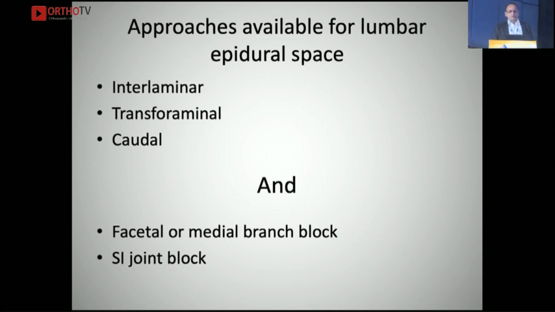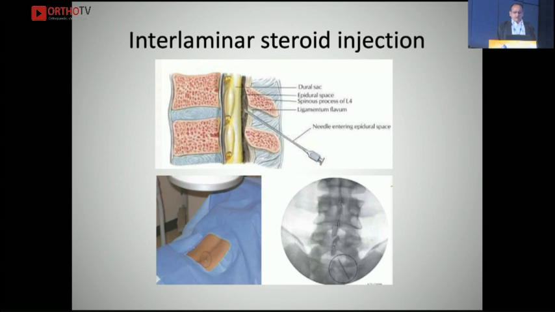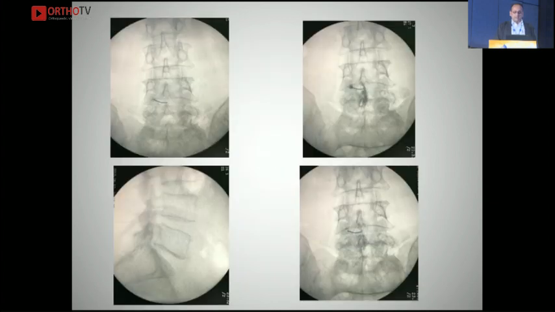Coming to approaches for the lumbar epidural space, this can be interlaminar, transforaminal, and caudal. And then there are facet and median branch blocks and SI joint blocks, which have to be handled a lot of the time. Interlaminar steroid injection can be given both blind and under image intensifier guidance. We prefer image intensifier. Here we can see the needle placement, the dye injection in AP and lateral projection to see if it is lying posterior to the thecal sac, and then the dispersion of dye after injecting the steroid.